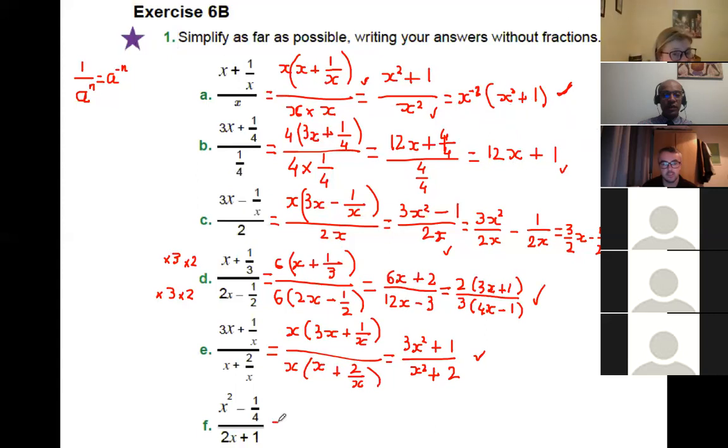And for this one, we're going to multiply both top and bottom with the denominator here.